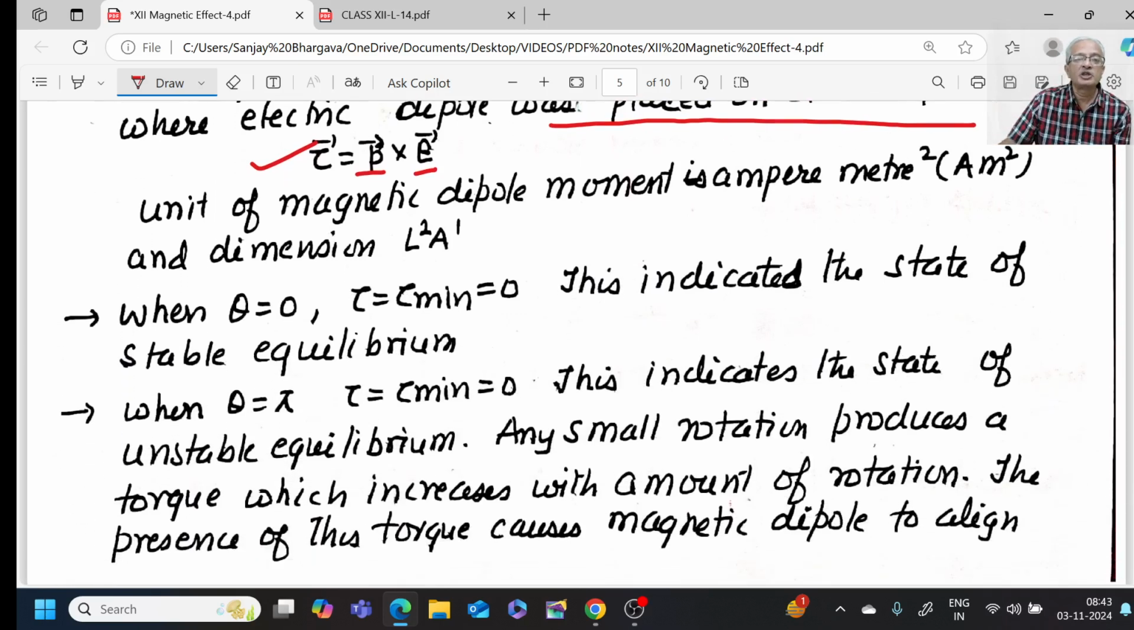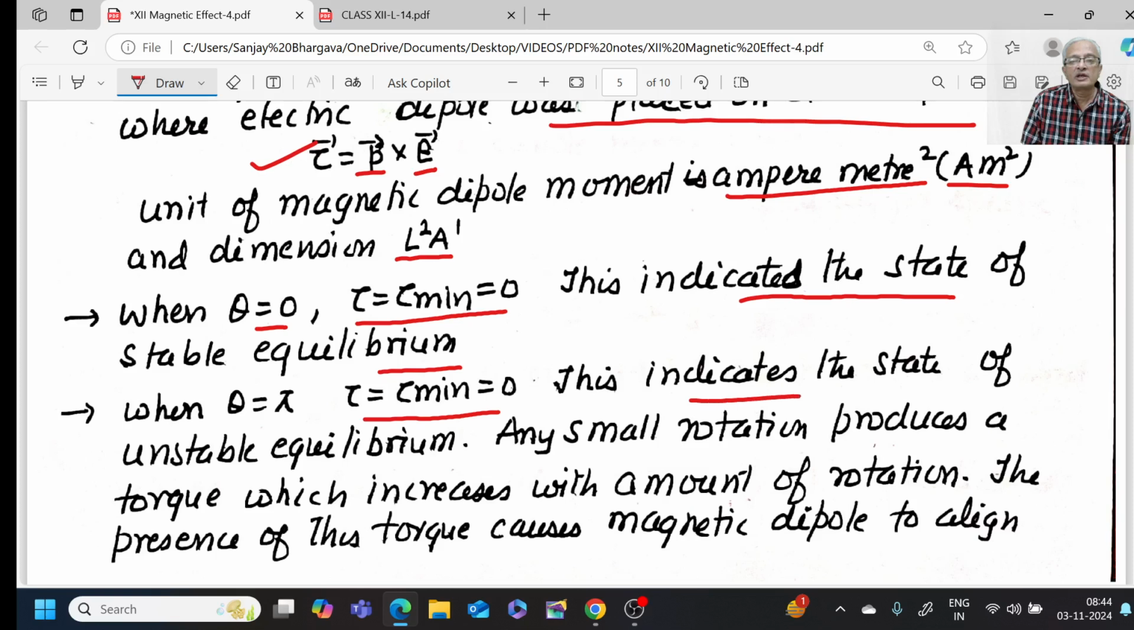Now what can be the unit of magnetic dipole moment? It can be written as ampere meter square and dimensions can be written as L squared A to the power 1. When theta is equal to 0, torque would be minimum. This indicates the state of stable equilibrium. When theta is equal to 180, torque would again be minimum. But this would indicate the state of unstable equilibrium.